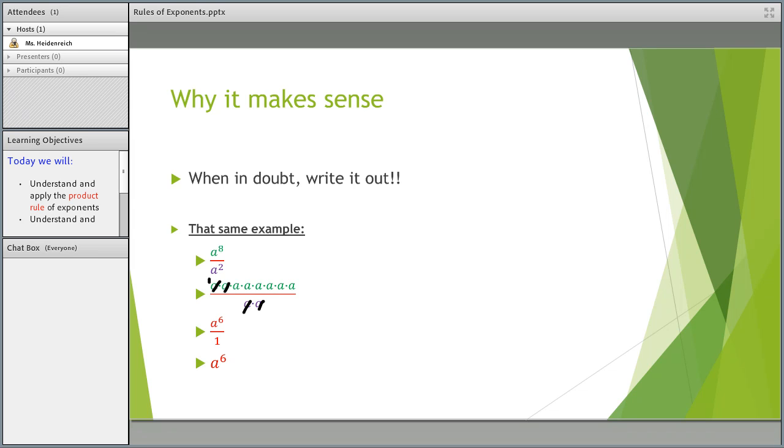So remember, when we divide things out, we're getting 1s because a divided by a is 1. So I have a 1 in the denominator, a to the 6th in the numerator, and so I really just have a to the 6th.